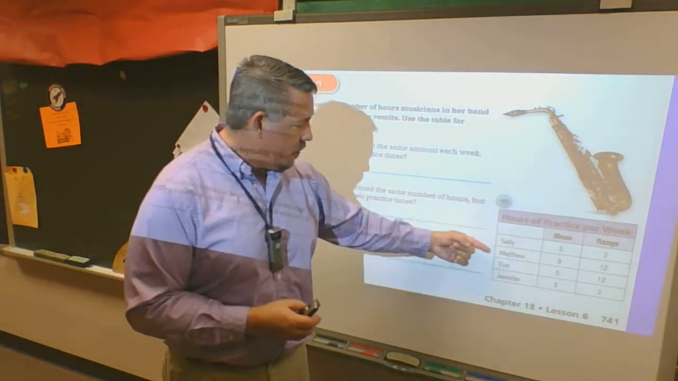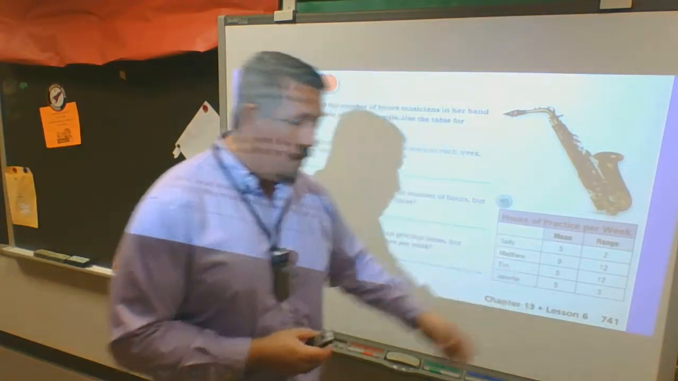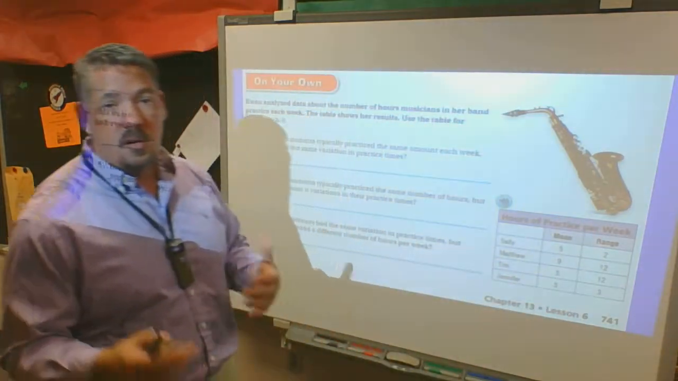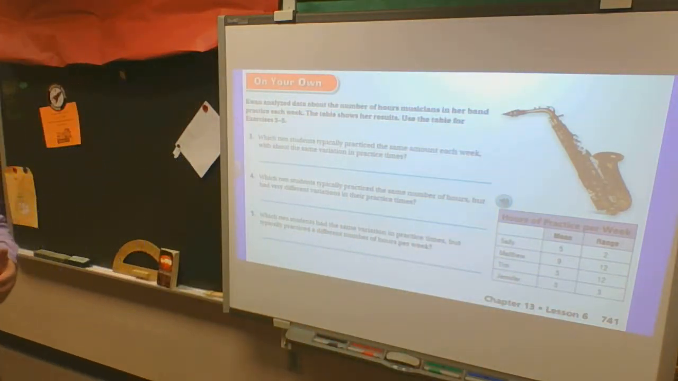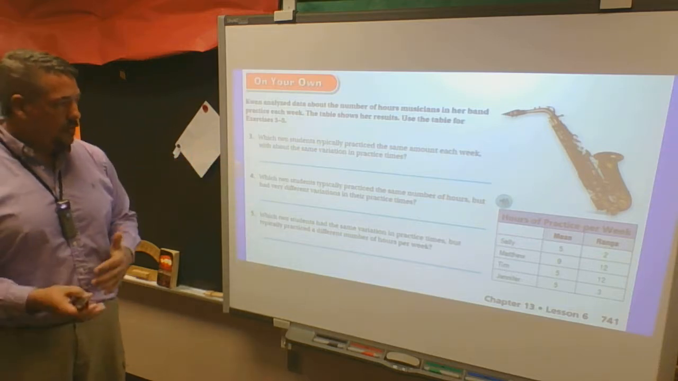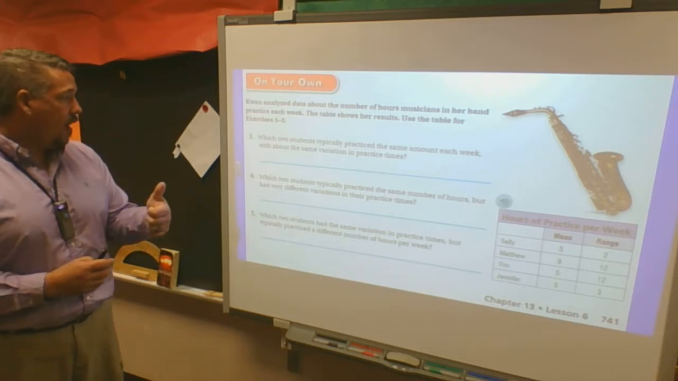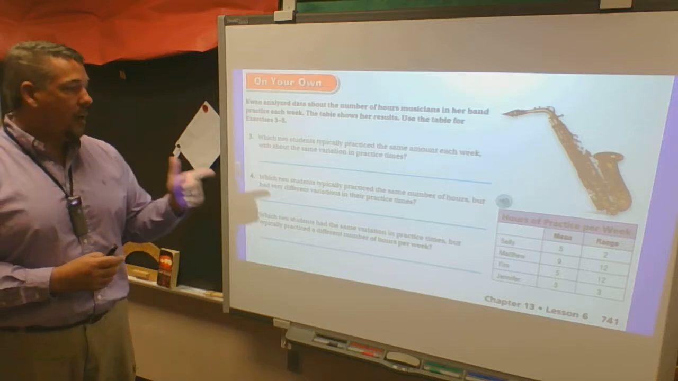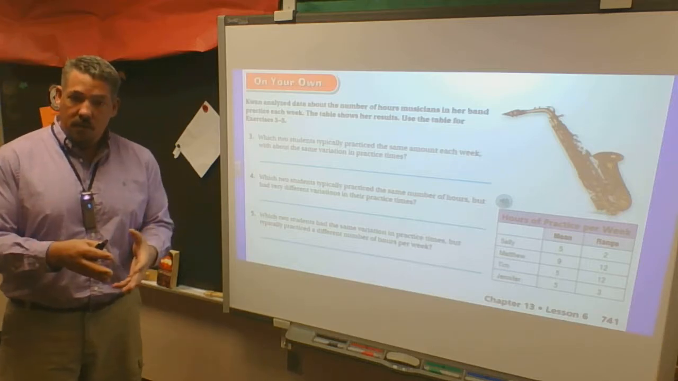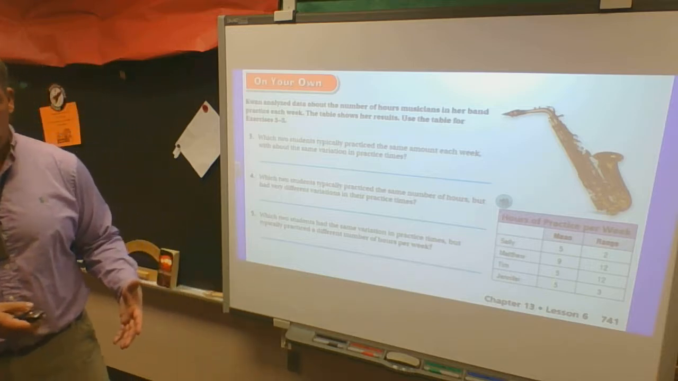So I have Sally, I have Matthew, I have Tim, and I have Jennifer. And we're talking about the mean, the average amount of time that they practice, and the range in the amount of time that they practice. So in our first question, it says, which 2 students typically practice the same amount each week and with about the same variation in practice times? So we're looking for a mean that's about the same and a range that's about the same. It doesn't say it has to be exactly the same.